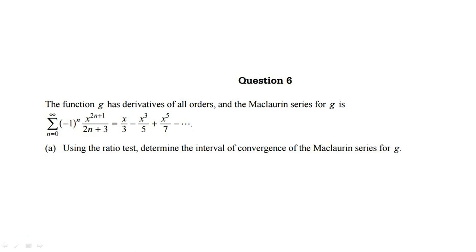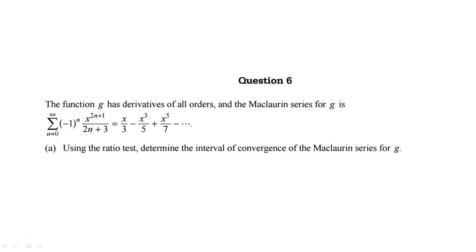The question says the function g has derivatives of all orders, and the Maclaurin series for g is the series from n equals 0 to infinity of (-1)^n times x^(2n+1) over (2n+3), which is equal to 1/3 x minus 1/5 x cubed plus 1/7 x to the 5th, and so on. Part A says, using the ratio test, determine the interval of convergence of the Maclaurin series for g.